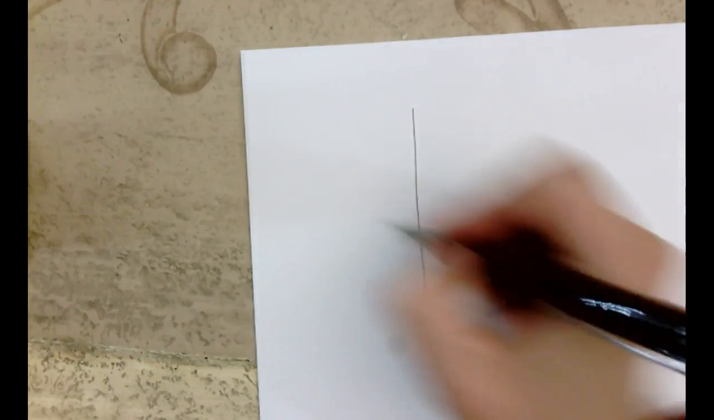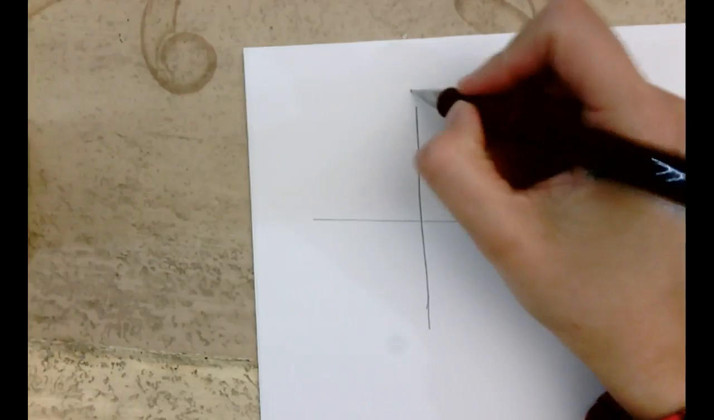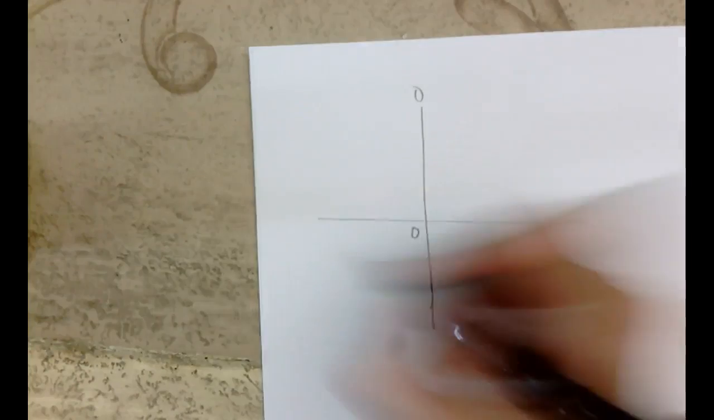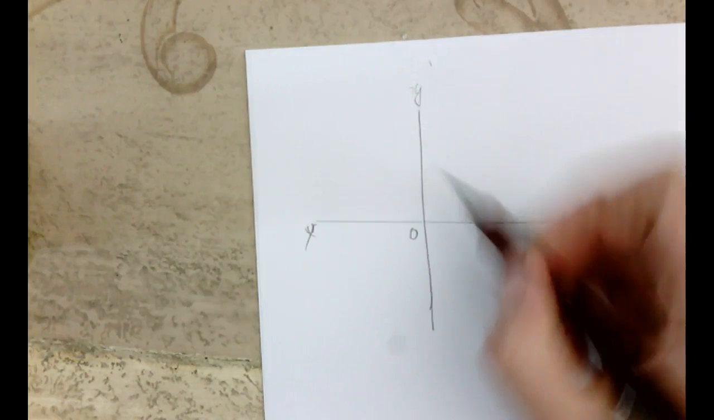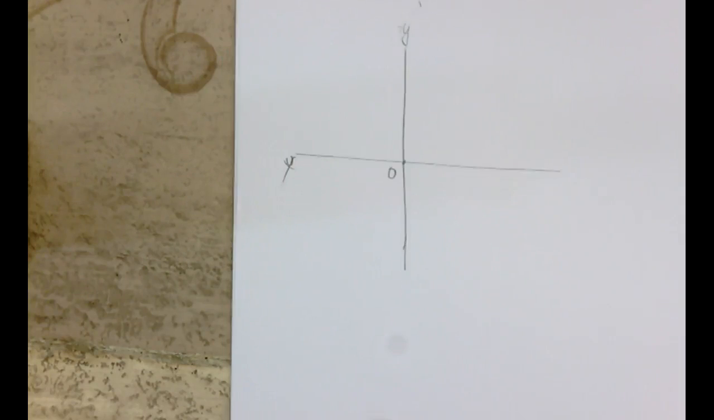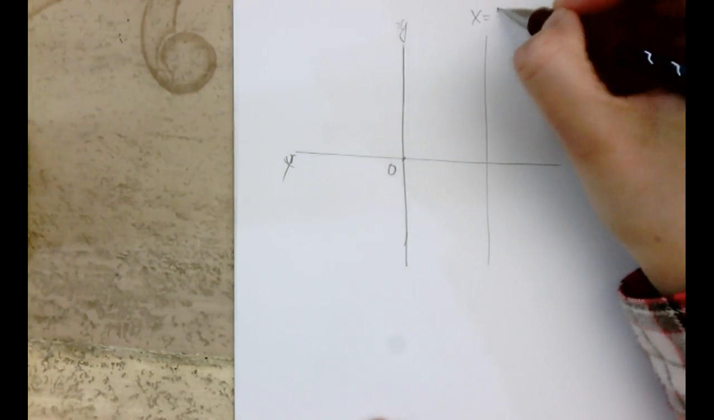Okay, so let's see. Here is a grid. This is y, this is x, and this is 0, 0. Let's do both the positive and negative. So you have to reflect over, let's say, x equals 4.